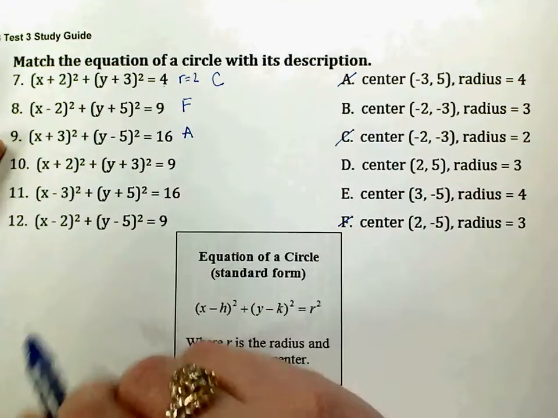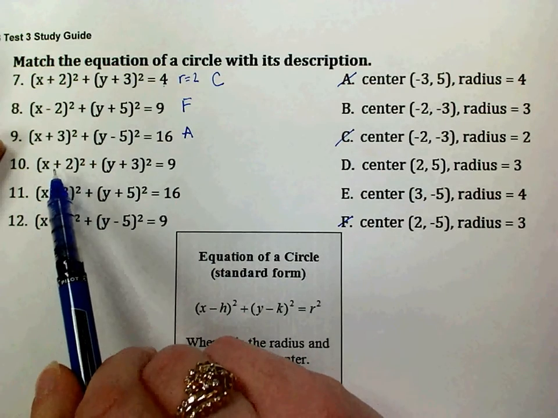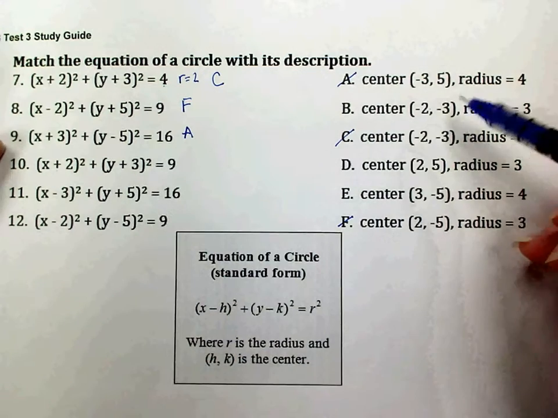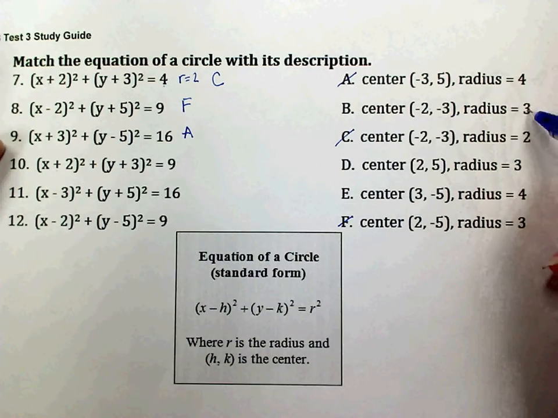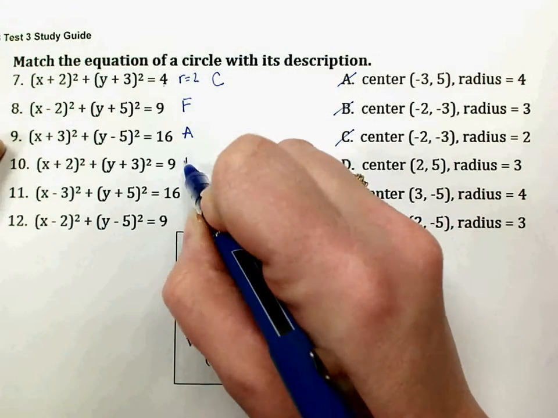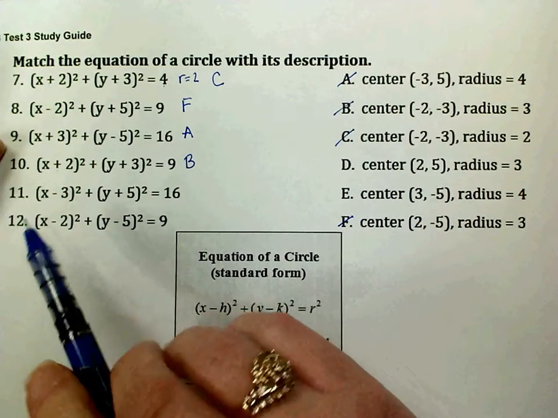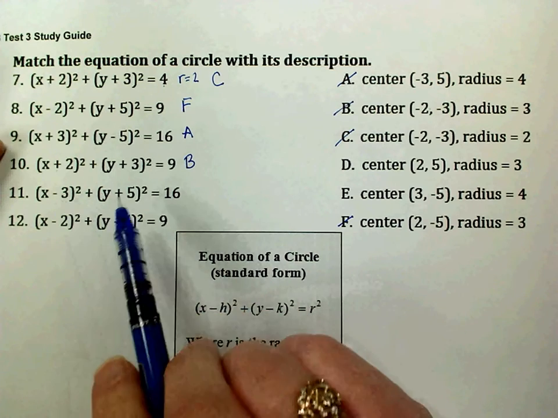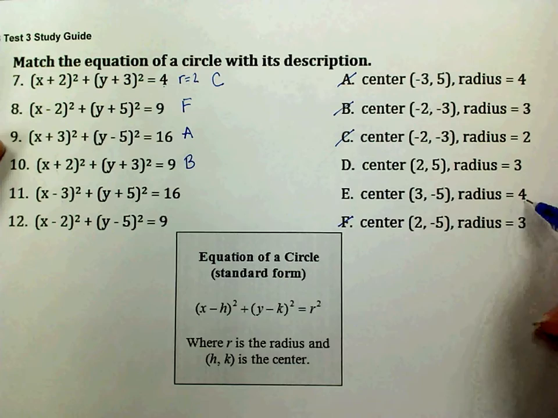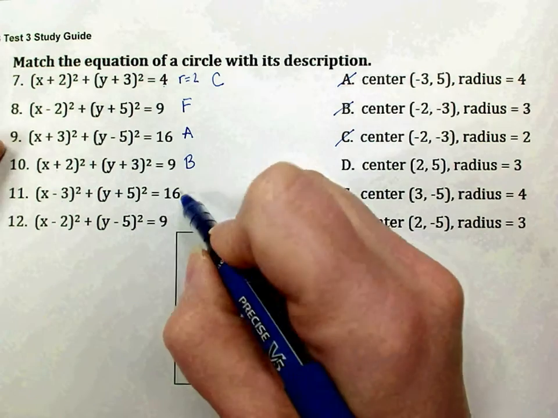Number 10, when we look at the center, it's the opposite, which would be -2 and -3. So the only one we have left is B, and our radius of 3 is the square root of 9, so that's correct for 10, B. When we look at the center for 11, we have a +3 and a -5, which is E. Our radius 4 is the square root of 16, so that works as well.